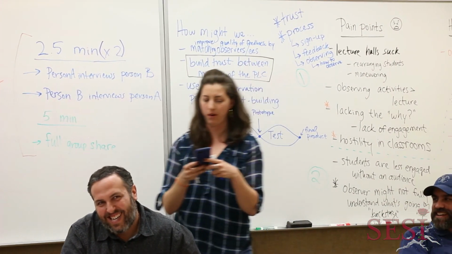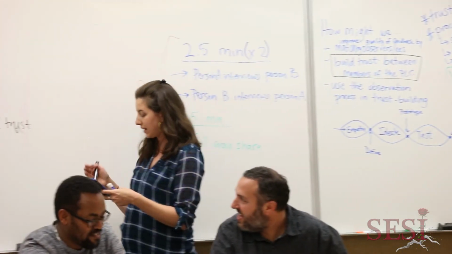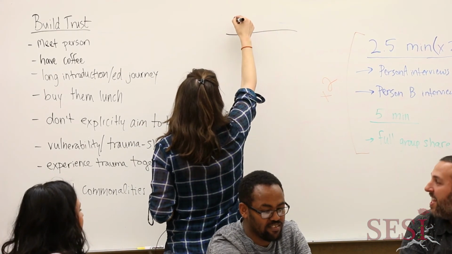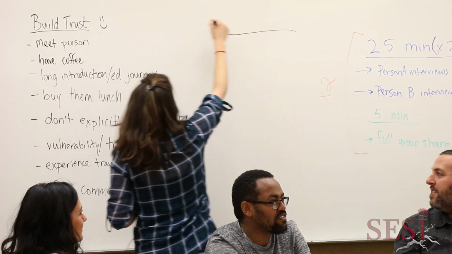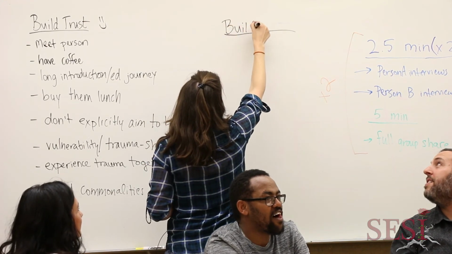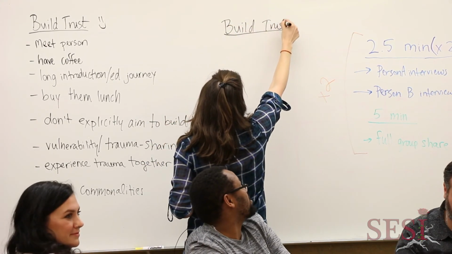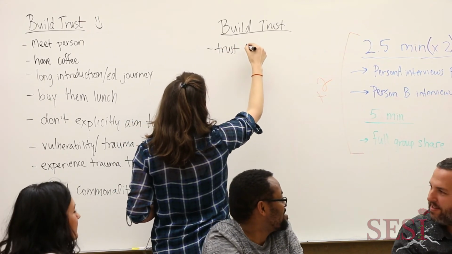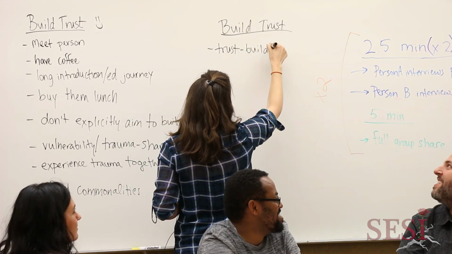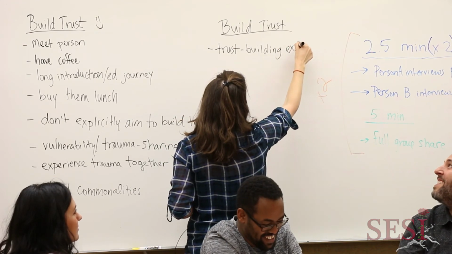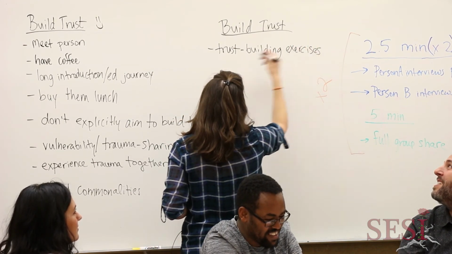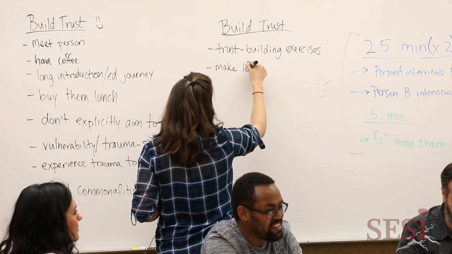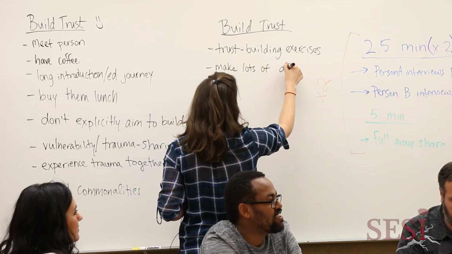Okay, my timer didn't go off, but I'm going to stop us there. So next we're going to do 1 minute. Come up with as many terrible ideas as you can for building trust. I want you to actively brainstorm bad ideas. Trust building exercises. Terrible. With a mean face. Make lots of assumptions. Cool, what else? Schedule a meeting to build trust.